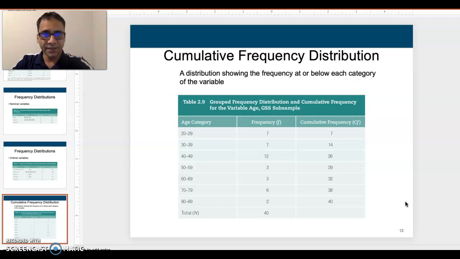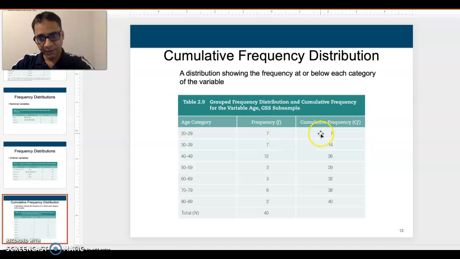This is another example of frequency distribution, called cumulative frequency distribution. Here the distribution shows the frequency at or below each category of the variable. In this example, we have a grouped frequency distribution and cumulative for the variable age. This age group is a numerical variable, and you can see different intervals for each age category. So you have frequencies, how many people for each category are there in our sample.